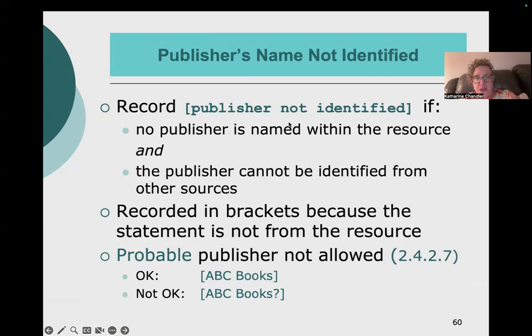Record publisher not identified if no publisher is named within the resource and the publisher cannot be identified from other sources, and record in brackets because the statement is not from the resource. Probable publisher is not allowed.